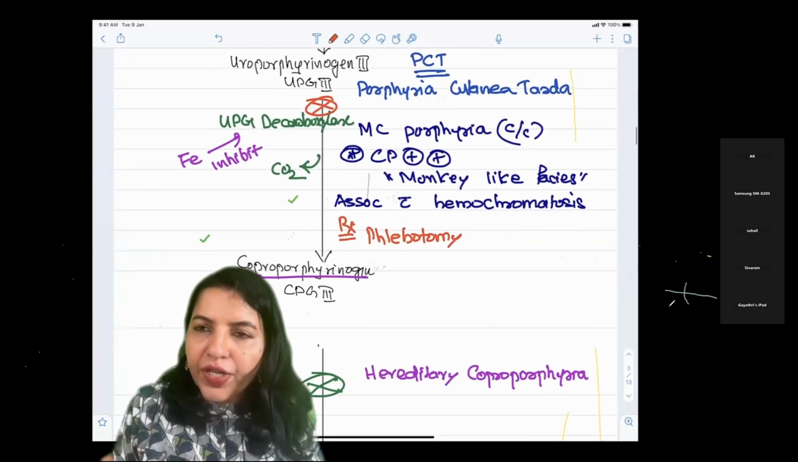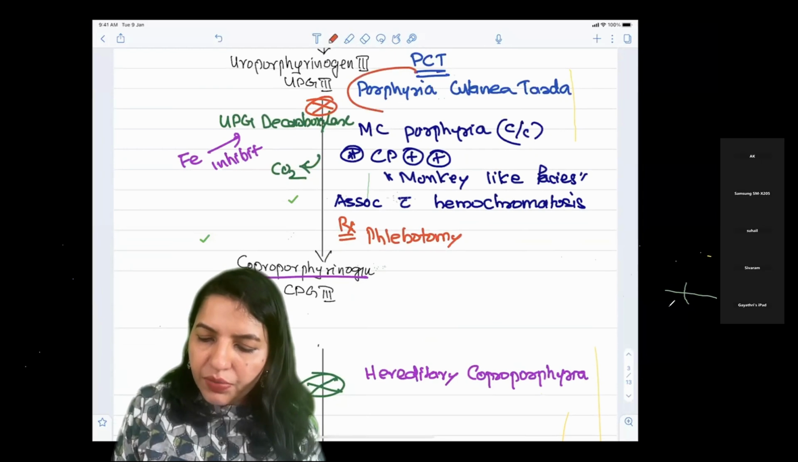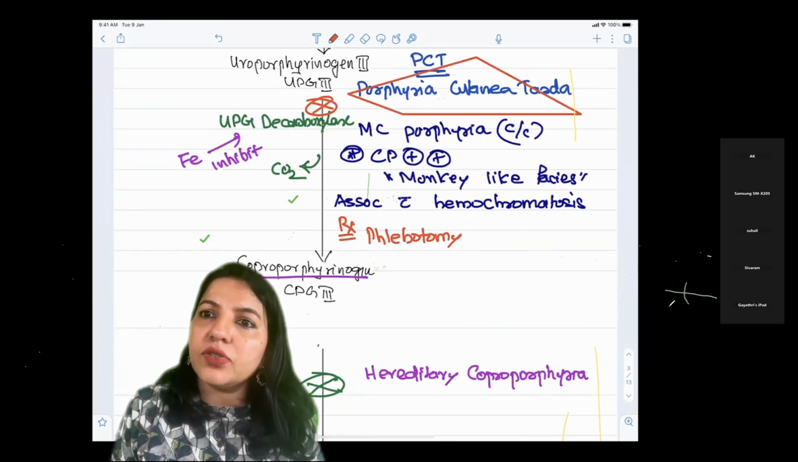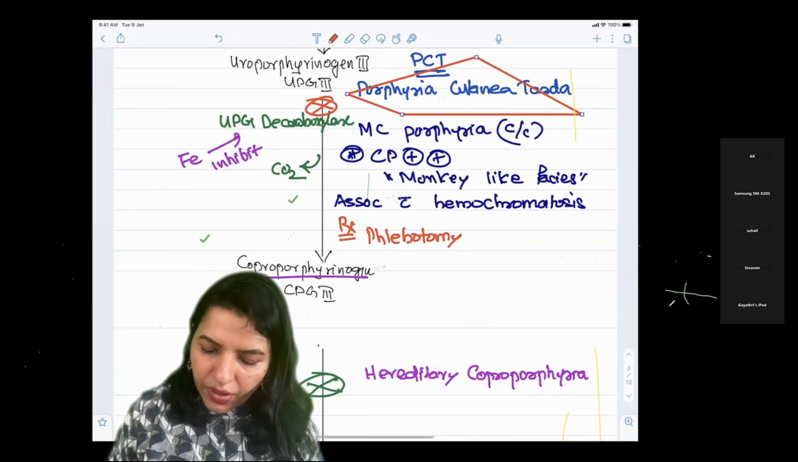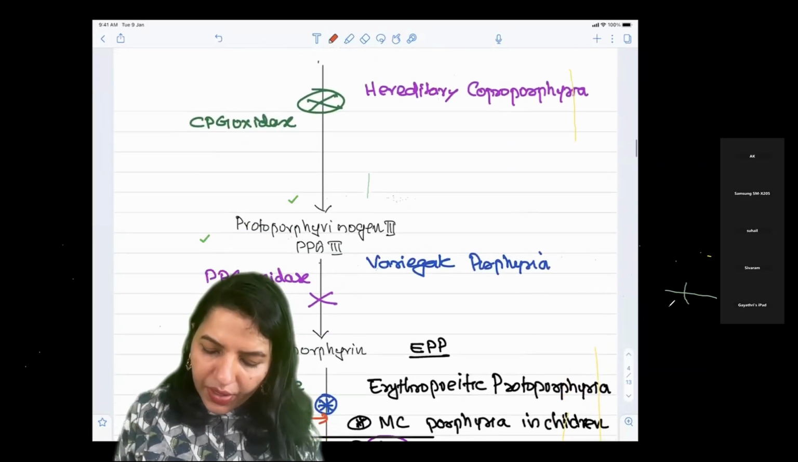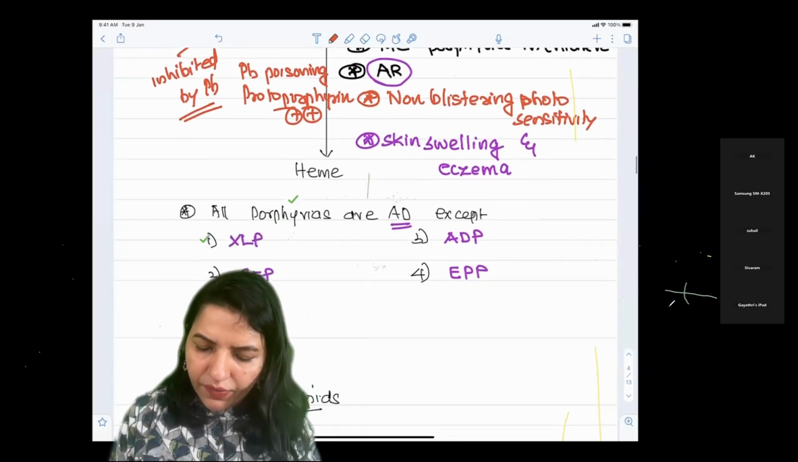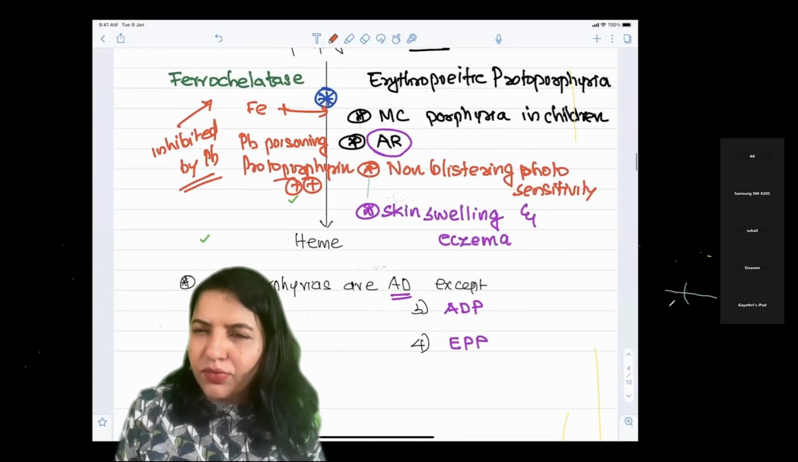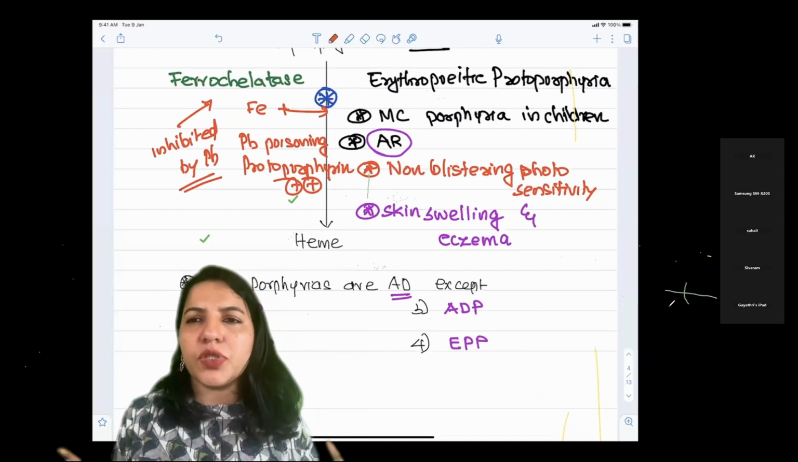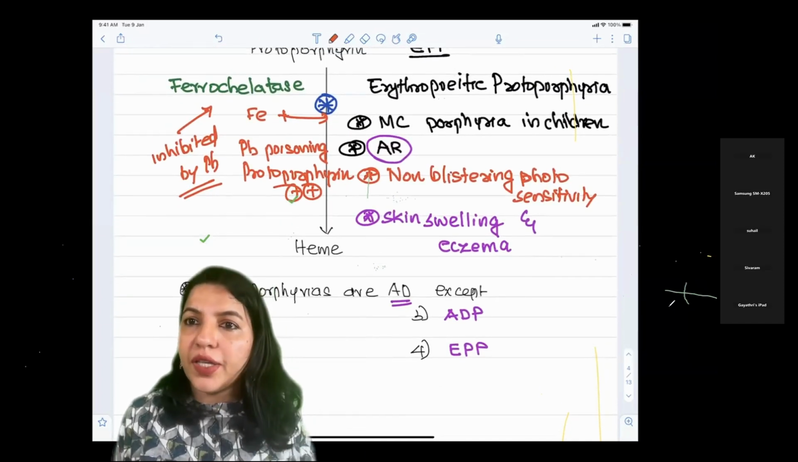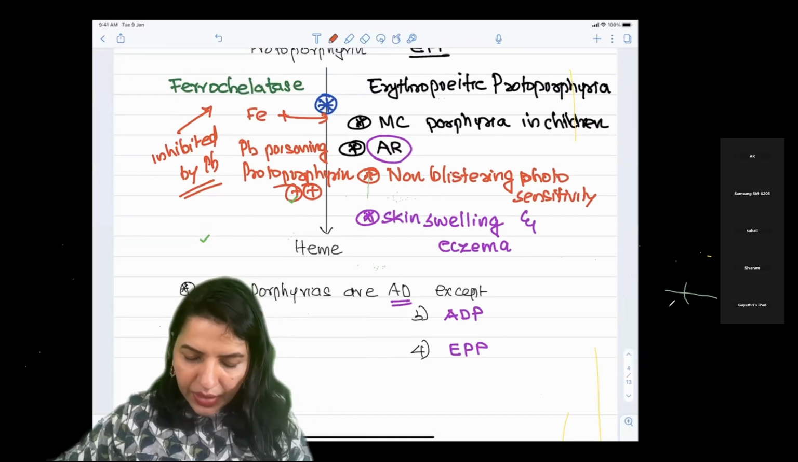Then porphyria cutanea tarda, this can be a question because this is the most common porphyria. So that itself says that this is a must learn. Then you can leave all these other things. Erythropoietic protoporphyria also you can leave, just previous year question wise, it was not asked. Okay, so that is about porphyria. I hope that is clear to you.